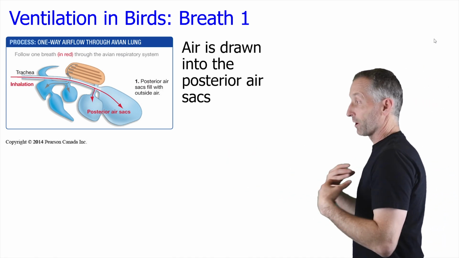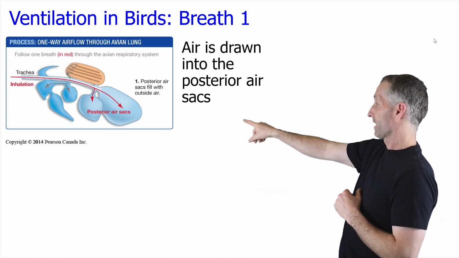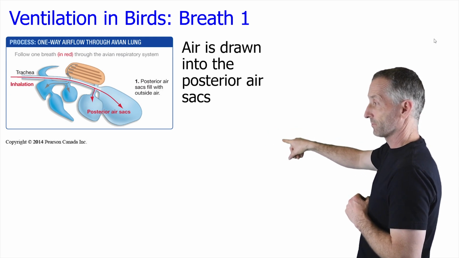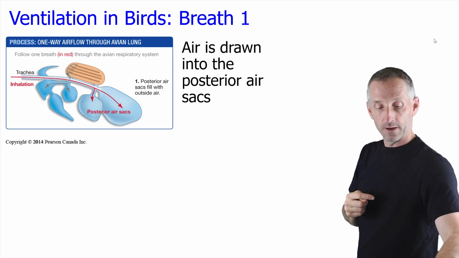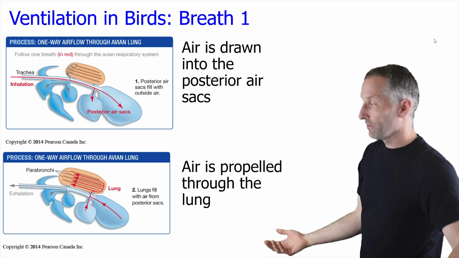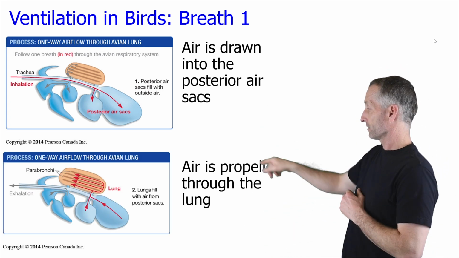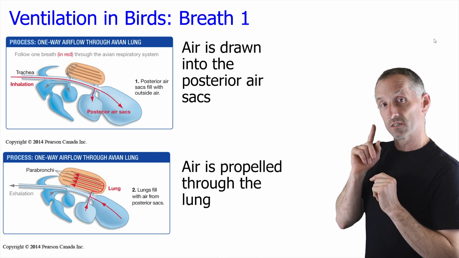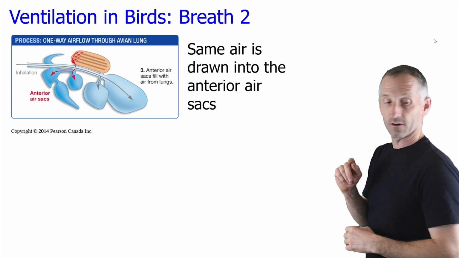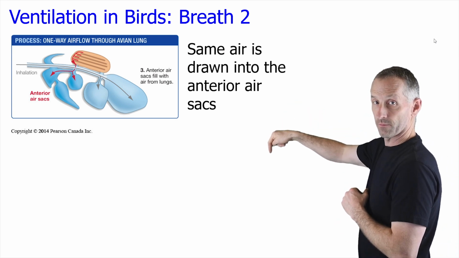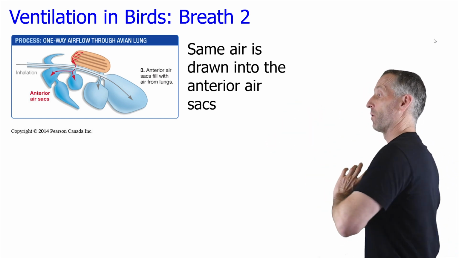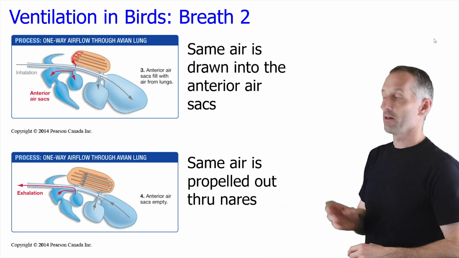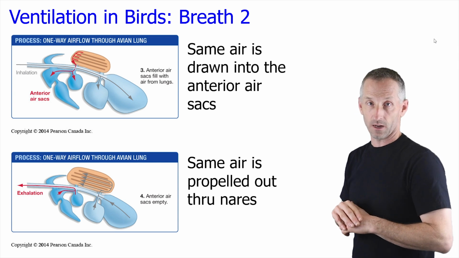So when a bird breathes in the first time, the air doesn't go into the lungs. Instead, it goes into the posterior air sacs. That's their first breath in. Then when they breathe out, that air goes into the lungs. Then when they breathe in the next time, the air that was in the lungs goes into the anterior air sacs. And then when they breathe out again, that air goes out from the anterior air sacs out of the body.